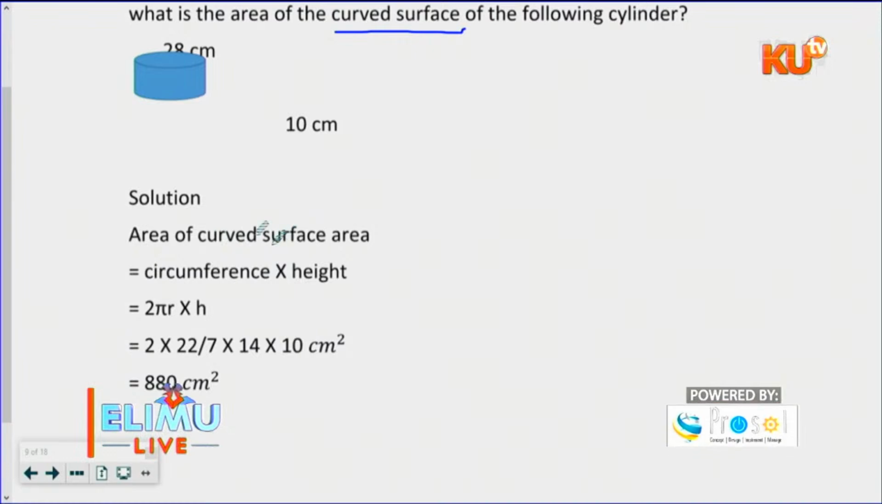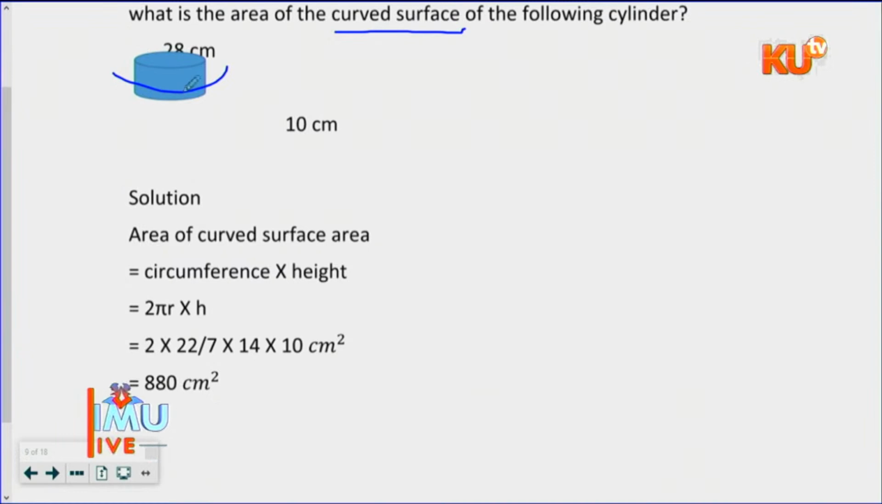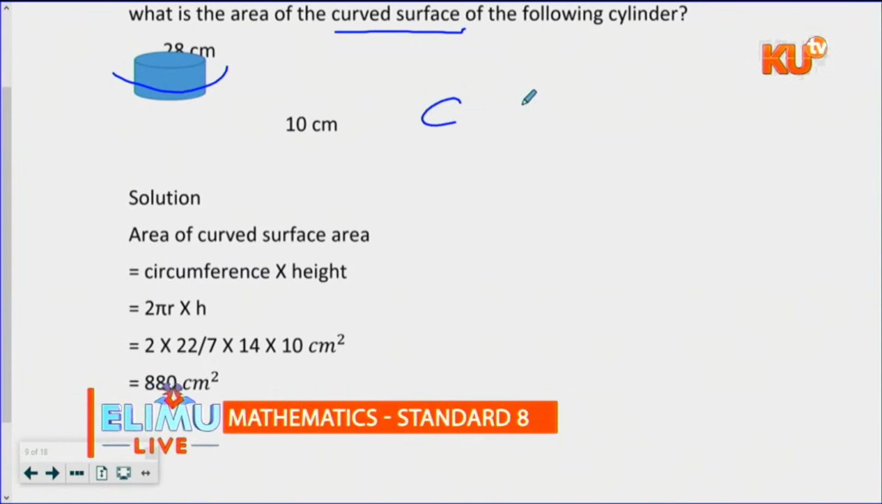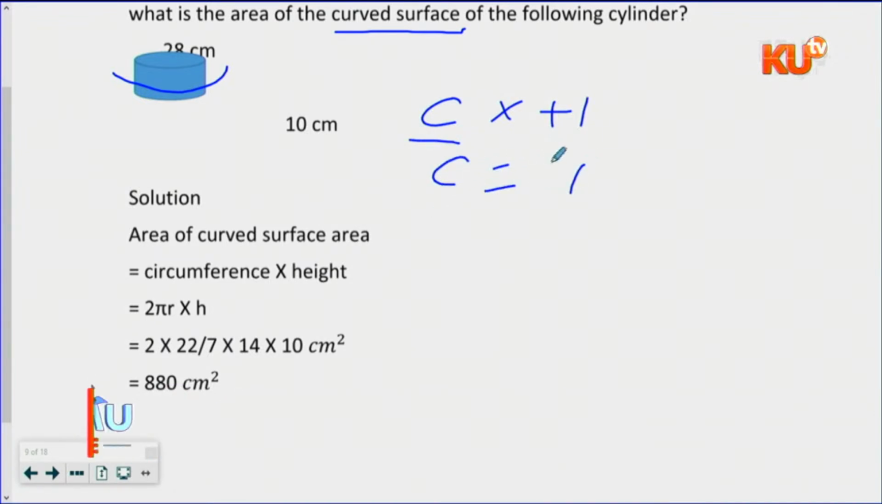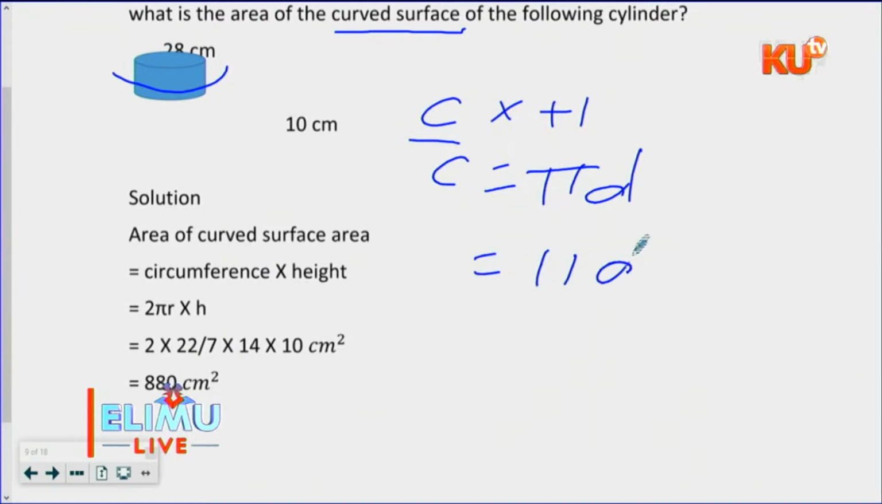So area of curved, I said curved part is this part that we are seeing here. Yes, that is our curved part. And I said when you're working out the curved part, you multiply circumference times height. And what is the formula of getting circumference? Circumference equals pi d. Therefore, this one will simply give us pi d h. We are multiplying by h.